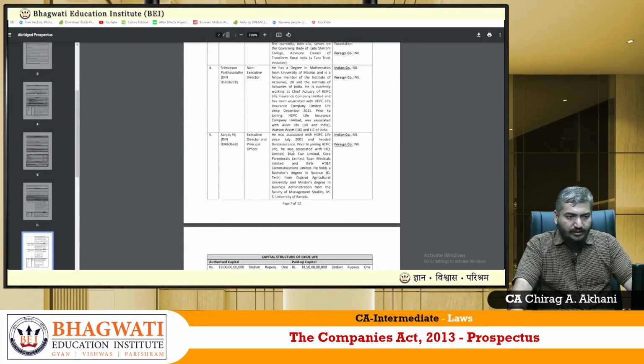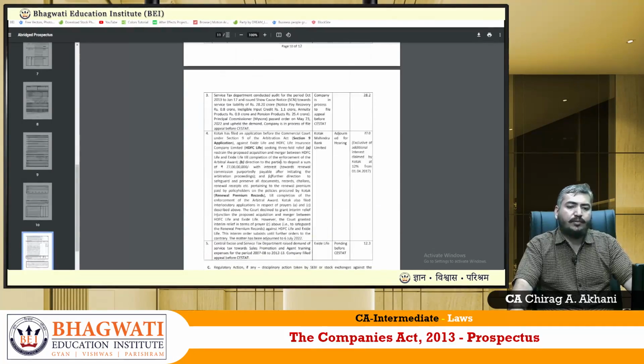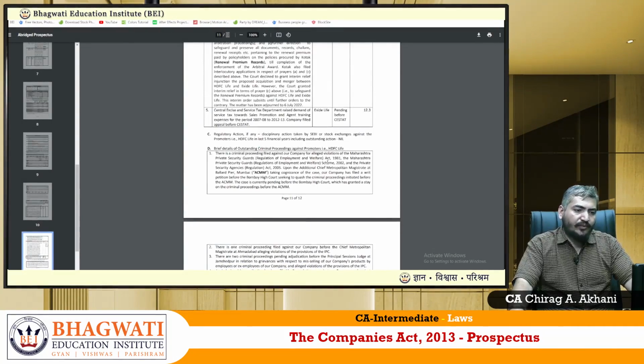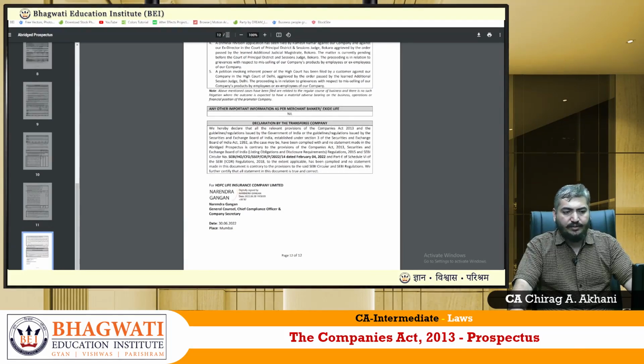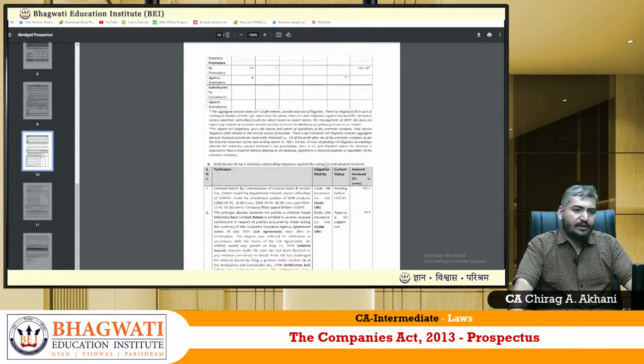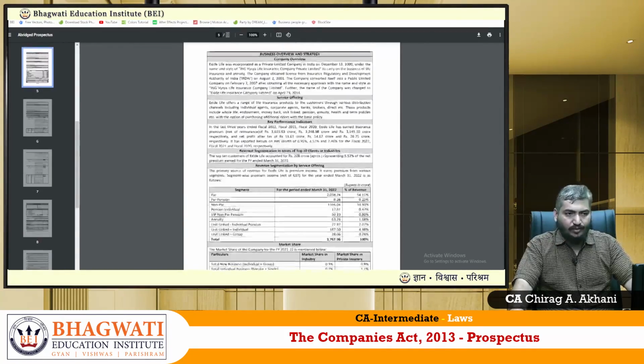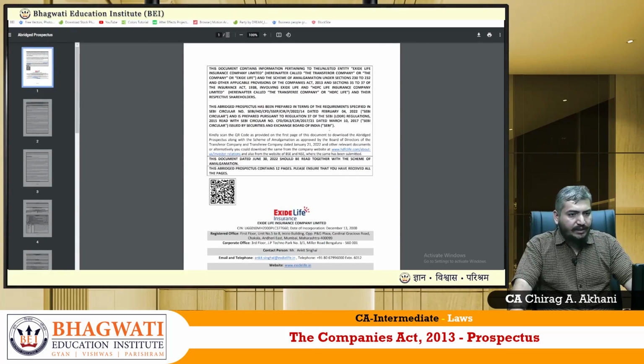So this document will help him to take the proper decision, and this is nothing but what is known as the prospectus. Look, the company must provide here that it is not the complete information. Look at it when you read the introductory part here. This document contains information pertaining to the unlisted entity Exide Life Insurance Company Limited and the scheme of amalgamation, something that happened over here. This abridged prospectus has been prepared in terms of the requirements of the SEBI circular as well as company law.